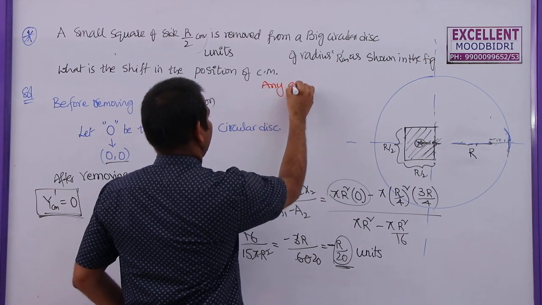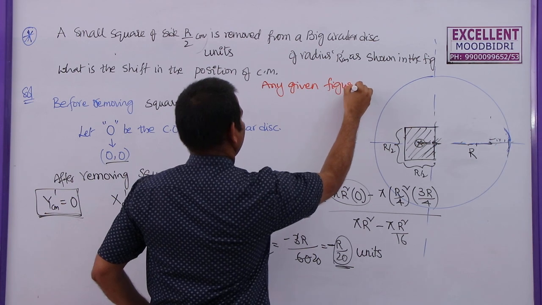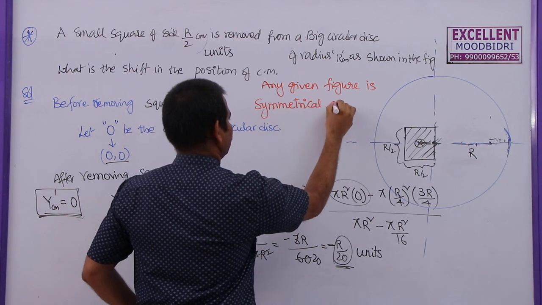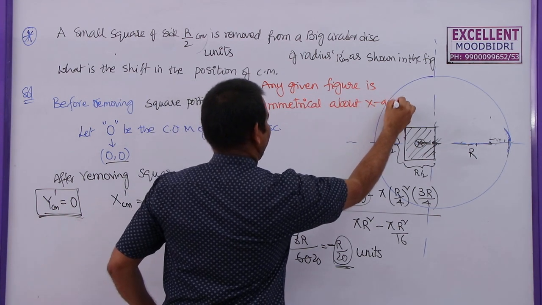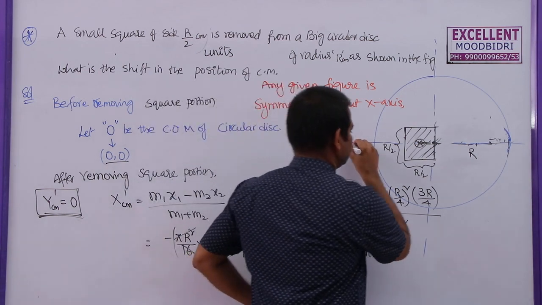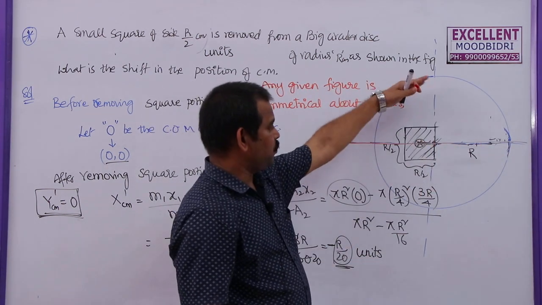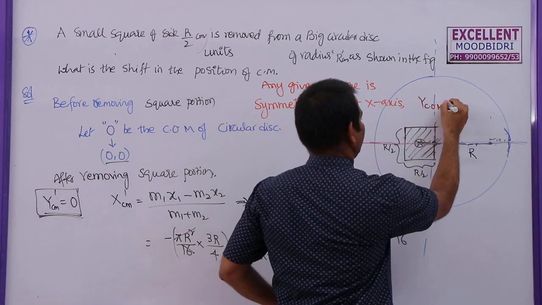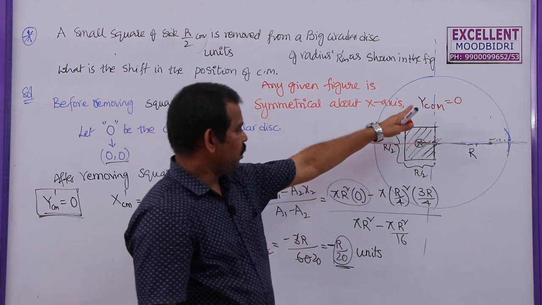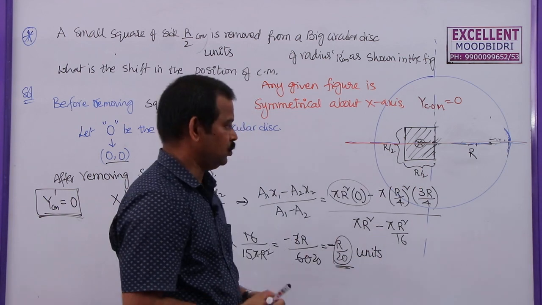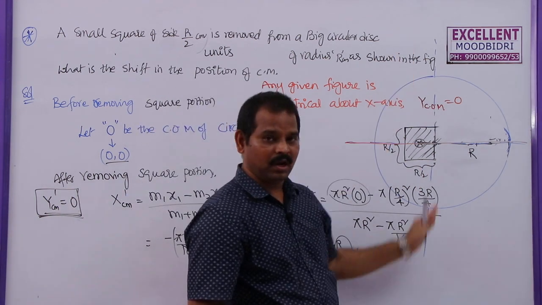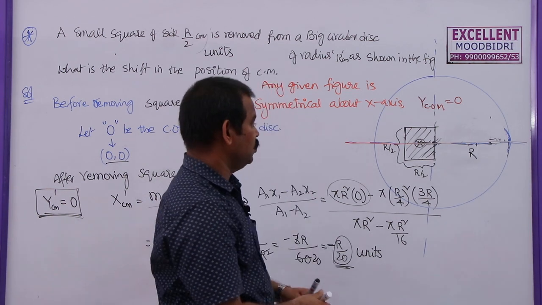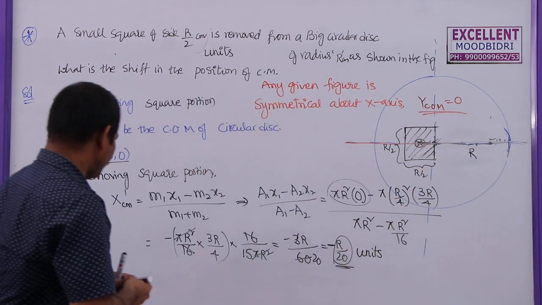Any given figure is symmetrical about x-axis. So along this line, about this axis, the upper portion is exactly symmetrical to the lower portion. Then ycm is always 0. That is, the y coordinate of center of mass of the system is always 0. Similarly, if this diagram is symmetrical about y-axis, compulsorily the x coordinate of the center of mass of the system must be equal to 0. So that's why I am not finding ycm here. I am just finding only xcm dash.